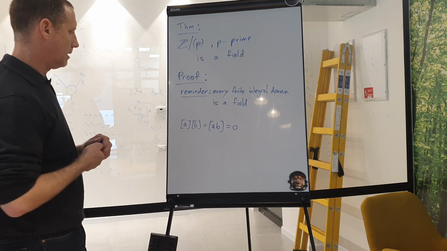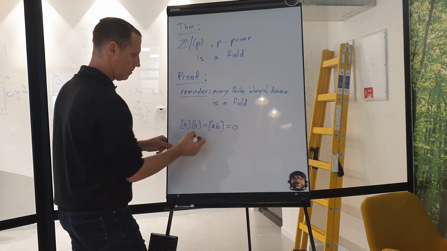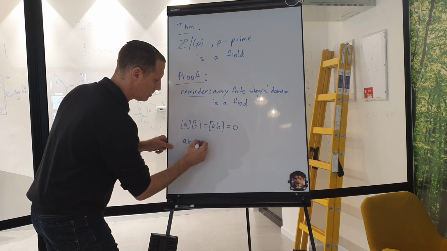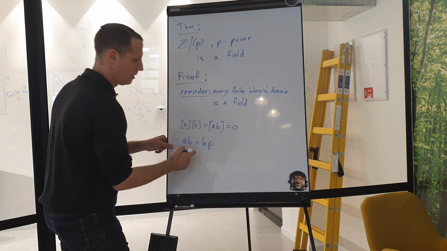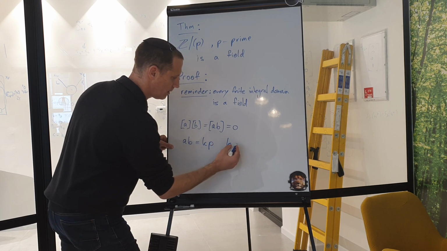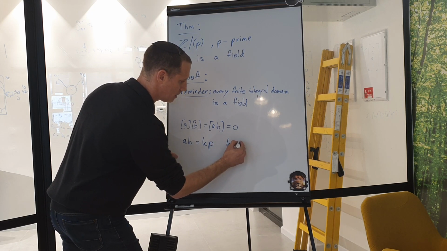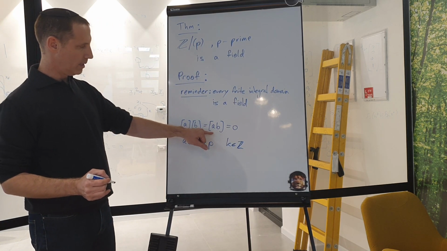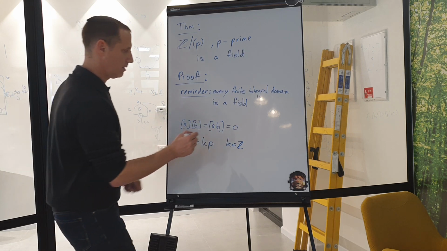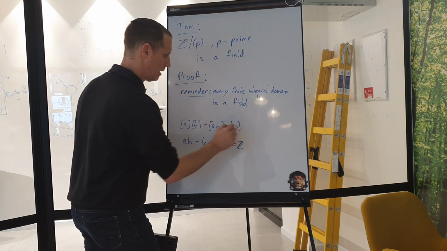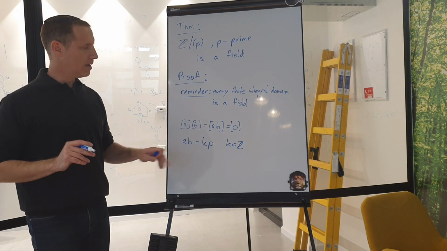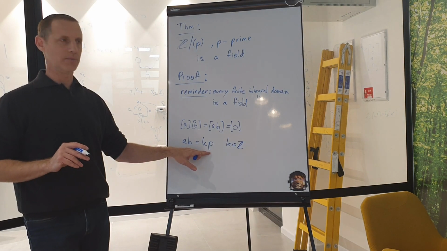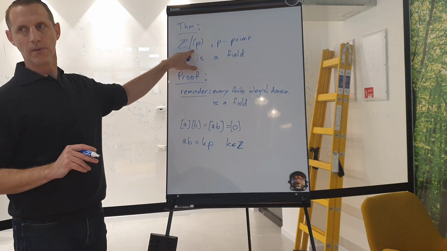And actually that's pretty easy because, if this is true, then we know that A times B has to equal K times P, where K belongs to Z, some integer. The only way that this will get us into the 0 coset is if it's a multiple of P, because the 0 coset is actually PZ.